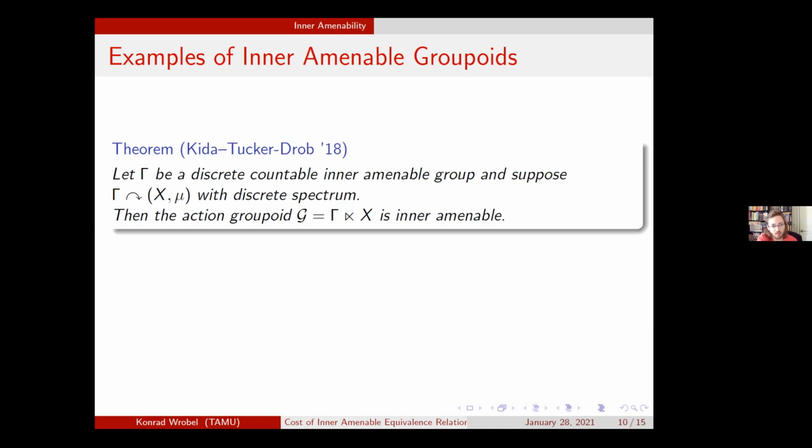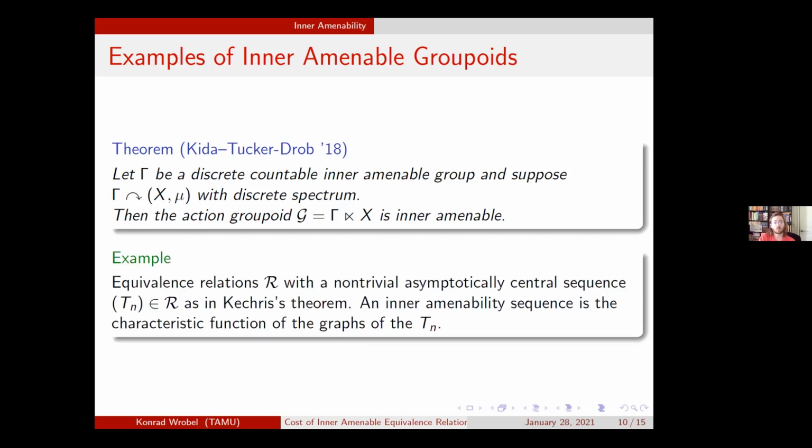Interamenability also passes, maybe it's relevant to mention, to subgroupoids as well. So any subgroupoid of such a thing will be interamenable. And the other example that I'd like to give are equivalence relations that have a non-trivial asymptotically central sequence in the full group.